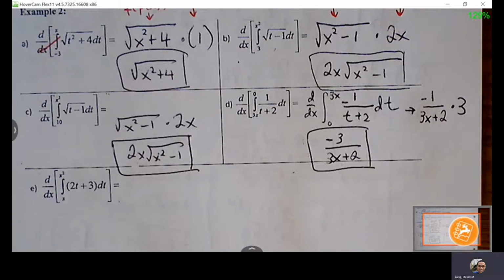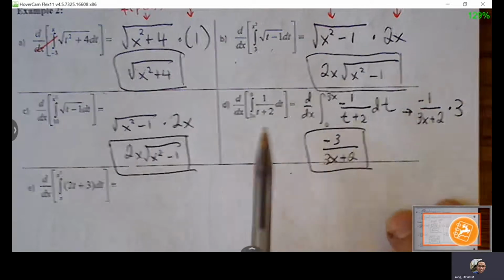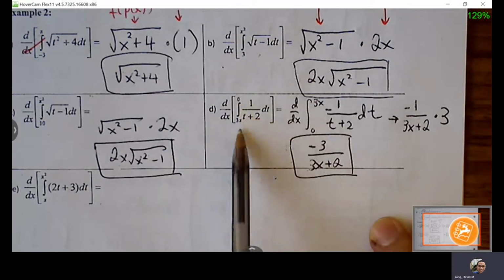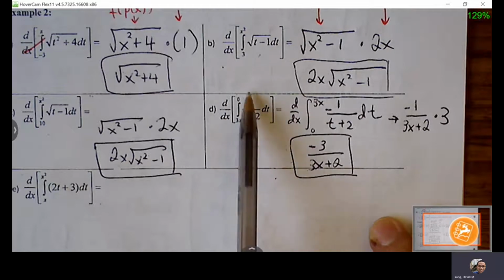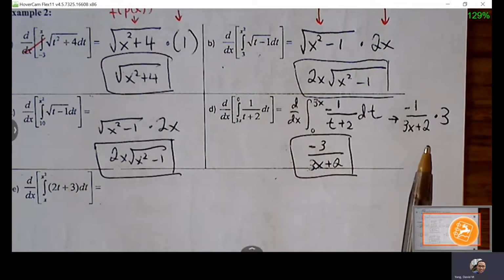Okay, questions so far? Okay, how do we get negative 1? So I had to flip the bounds to get my upper bound to be the variable. But because I flipped the bounds, I got to force a negative outside to maintain balance. So anytime I swap the bounds, I have to make sure I put a negative in front because I'm making everything opposite.